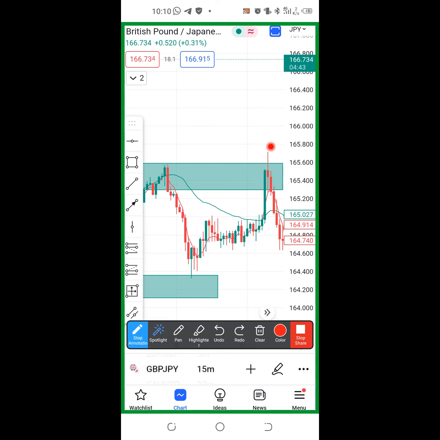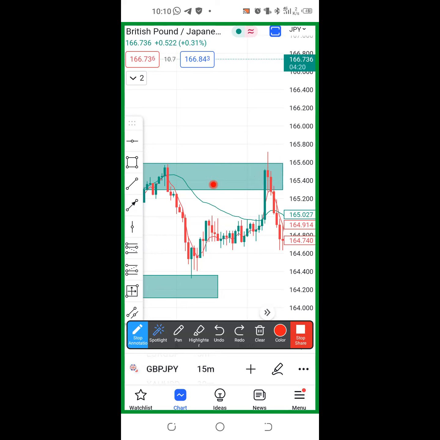Seller pressure came in. Remember this candle? What's the name of this candle? SP, seller's pressure. That's another confirmation. Resistance, confirmation number 1. Seller's pressure, confirmation number 2. Then after that, another red candle after the seller's pressure.